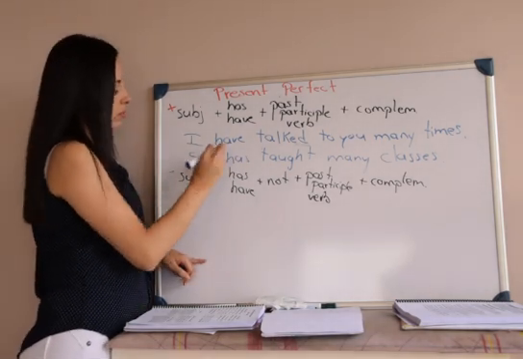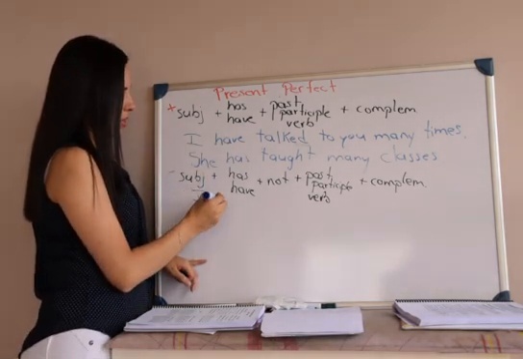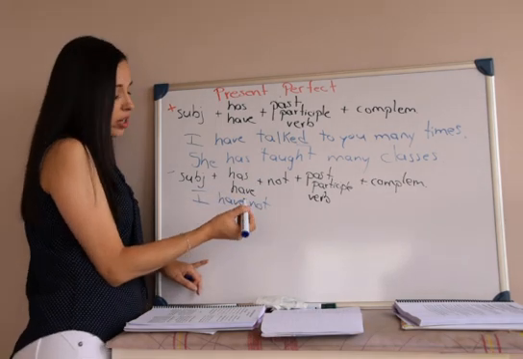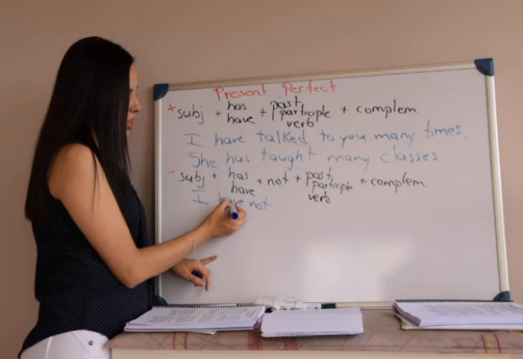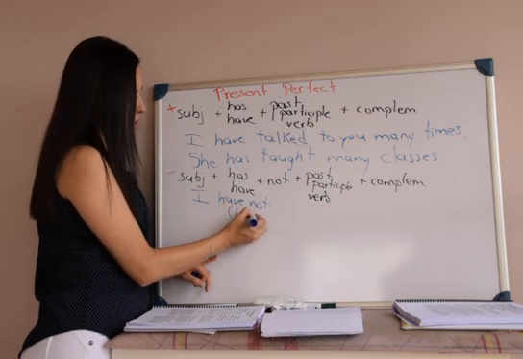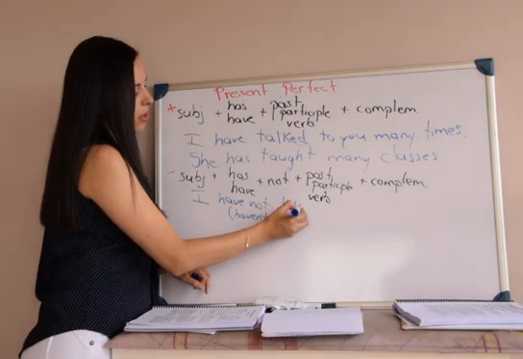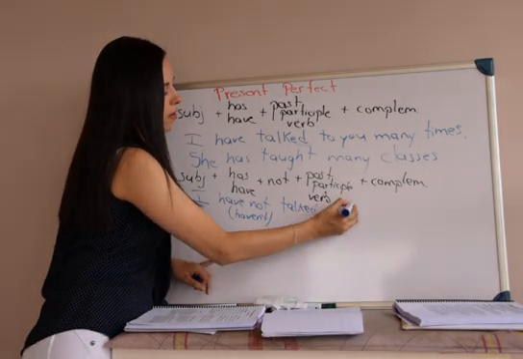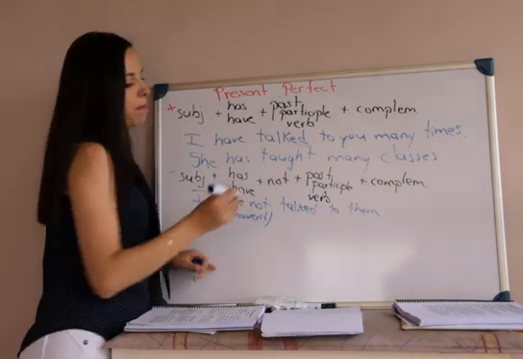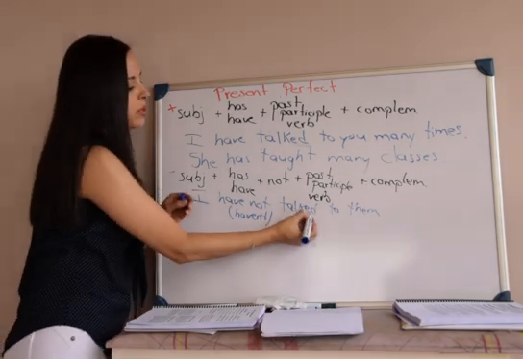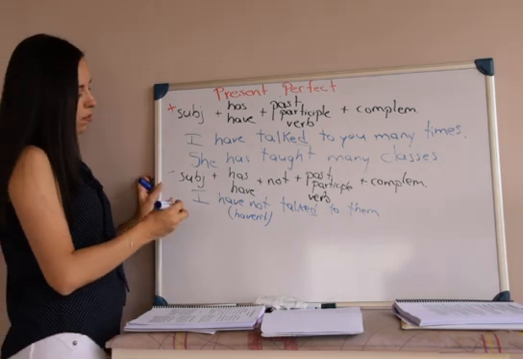So I can transfer that by saying I have not, or I haven't. You can use the contraction, I haven't talked to them, right? I haven't or I have not talked to them. We keep the past participle verb.